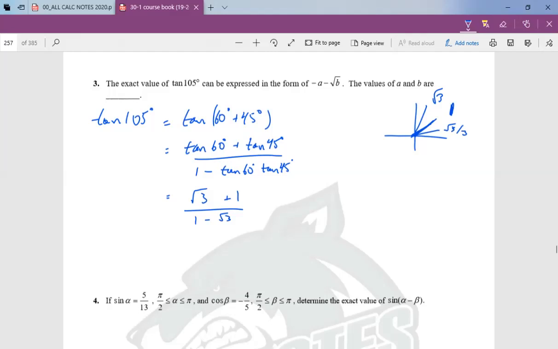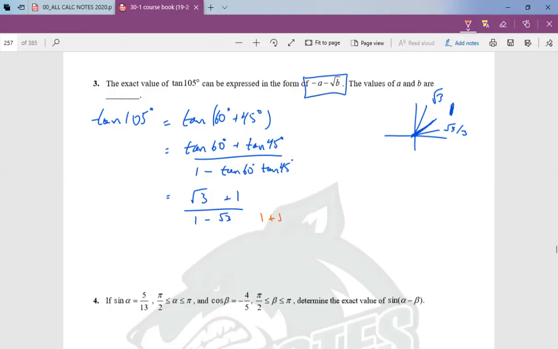In this course, it's okay if we leave our denominators not rationalized, but in this question, it is asking for us to get it into this form. So we have to get it to look like that form. So how do we do that? That was in 20-1 last year. We multiplied by the conjugate of this denominator.